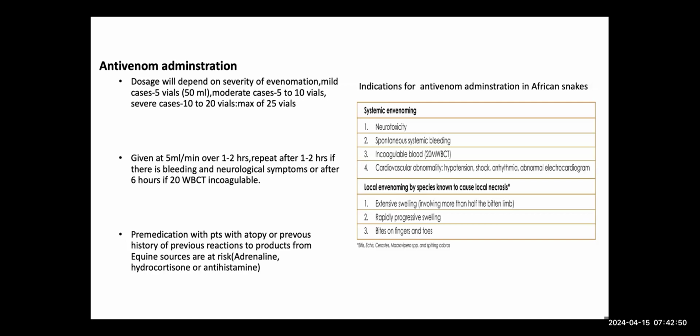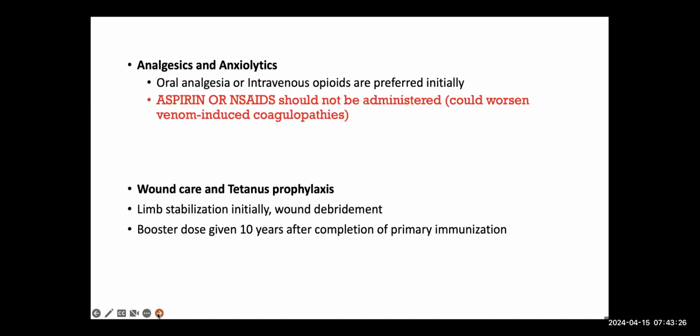You repeat if there's bleeding and neurological symptoms which persist after the first dose of anti-venom, or you give it after 6 hours if the 20-minute whole blood clotting time is still incoagulable at that time. You also want to pre-medicate some sets of patients: those with atopy or previous reactions to products of equine sources, because we know that the anti-venom is made from equine sources. Your pre-medication is going to be adrenaline, hydrocortisone, or an antihistamine.